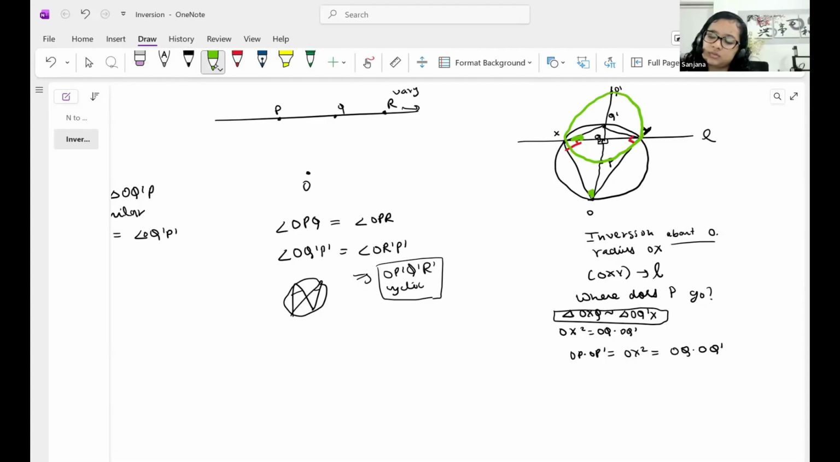This is tangent to OX and OY. I meant that Q dash goes to Q, because that circle goes to that line. And O Q dash, so Q dash goes to Q. And as it is the involution, so Q goes to Q dash.